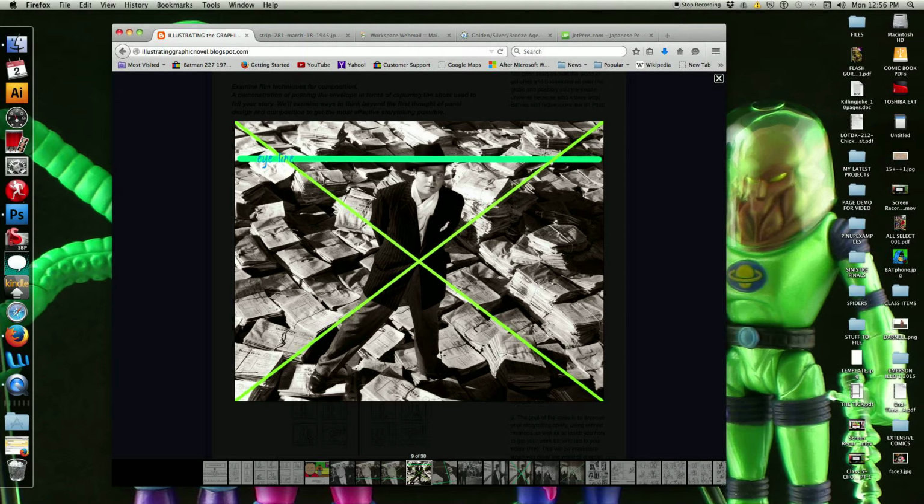It's also somewhat symbolic and almost abstract. There's likely not a time that any publisher of a newspaper ever stands on bundles of newspapers, but this is symbolic to get across to the viewer or the reader that he is a powerful newspaper man.